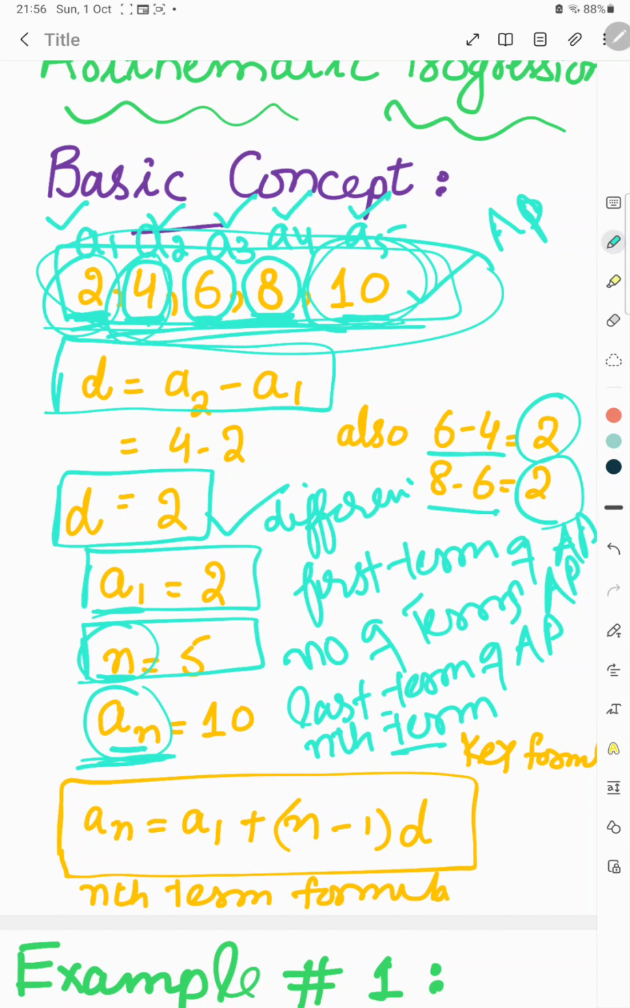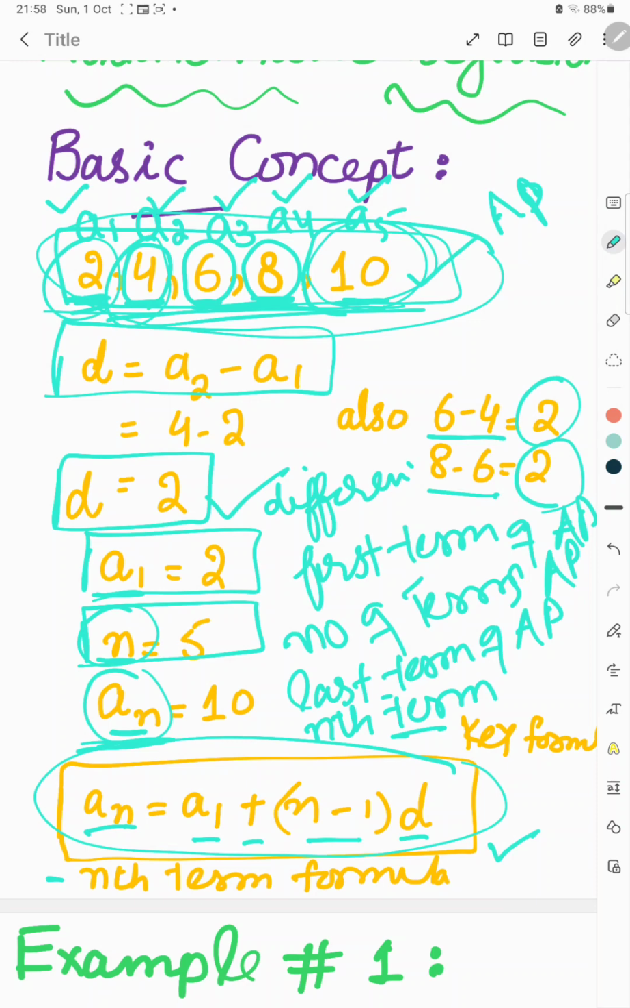Now the formula which we will use in examples further on is an is equal to a1 plus bracket n minus 1 bracket close d. You have to remember this formula thoroughly because this formula will be used in further examples. This formula will act as a key formula for solving examples or exercise questions. This formula is also called the nth term formula. So you have to memorize this formula thoroughly.